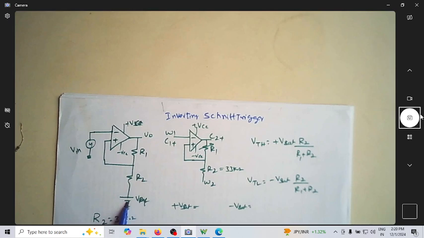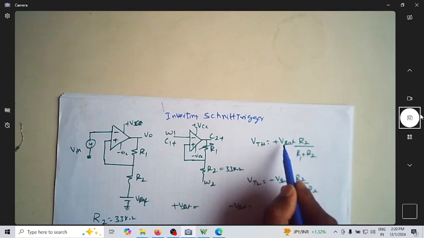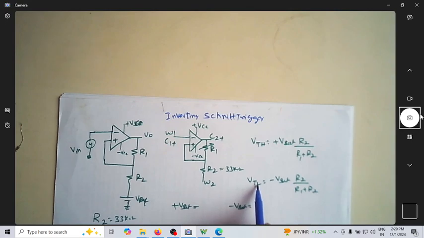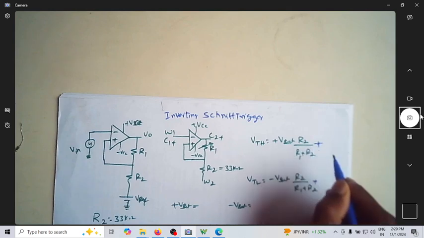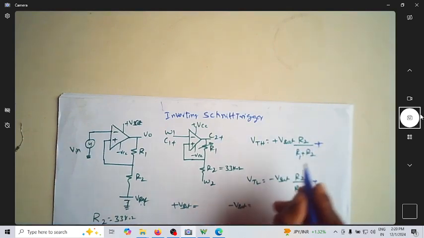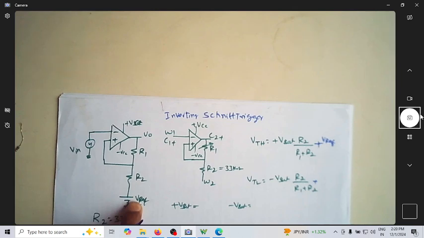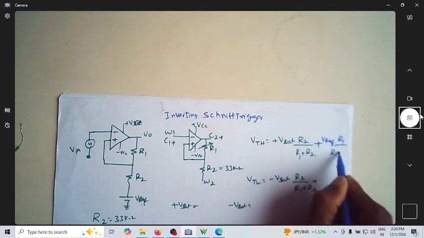This is the V reference that I applied. Without this V reference, we know that the upper threshold voltage is given by plus Vsat multiplied by R2 by R plus R2, and VTL, the lower threshold voltage, is given by minus Vsat R2 by R plus R2. When I add this, there is another voltage being added to both the upper and lower threshold voltages, which is due to this V reference, and this becomes R1 divided by R1 plus R2.